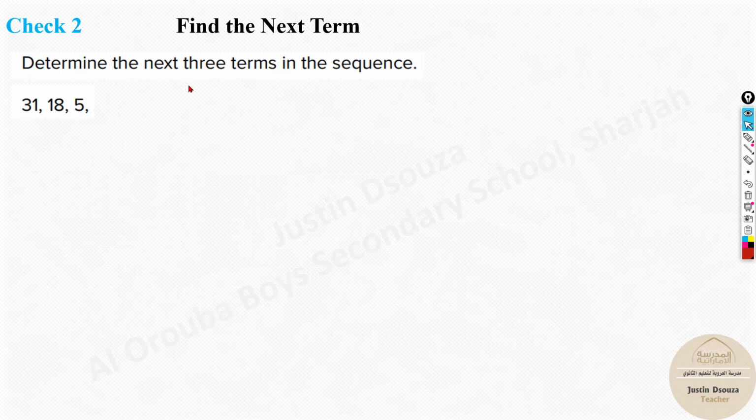Here now, determine the next three terms in the sequence. I would highly encourage all of you to pause the video and solve this by yourselves. It's very straightforward. Try it, everyone. You can see 31 to 18. If it's too huge a number, if you're not able to do it directly, use a calculator, it's fine.